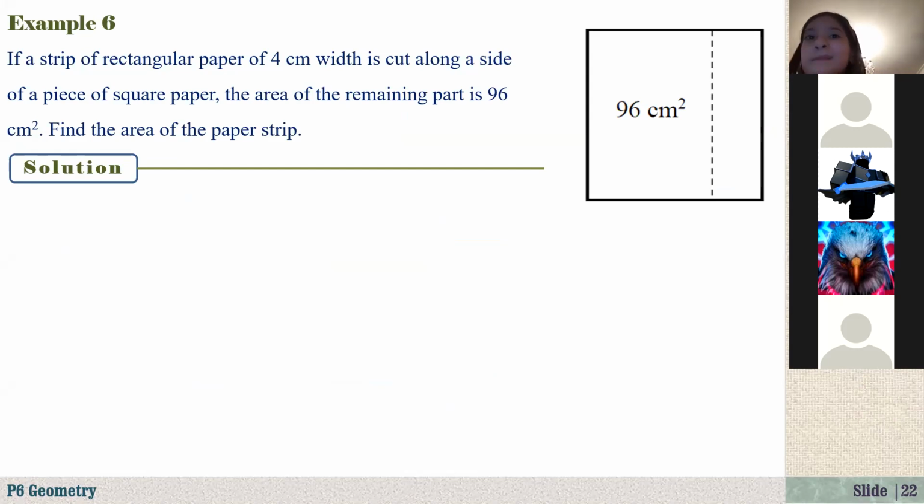Okay, we have one more example. Let's do this together, and after that we will finish this, and then we will solve those worksheets.